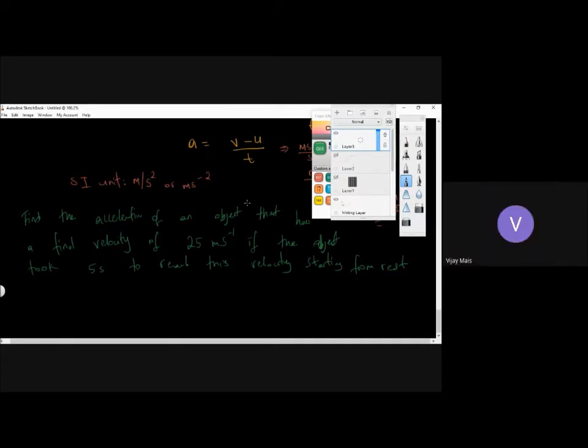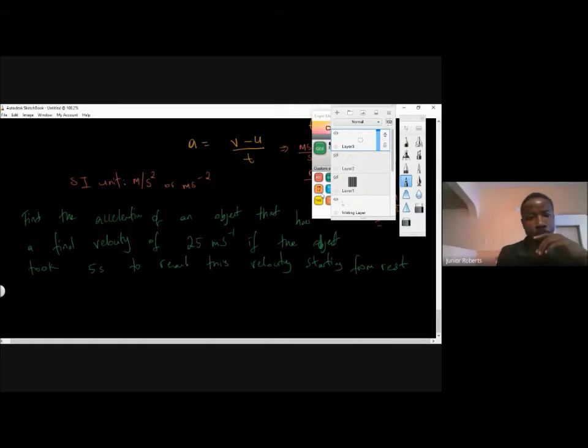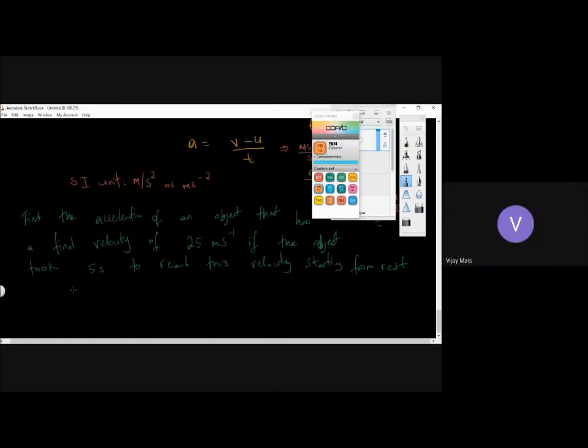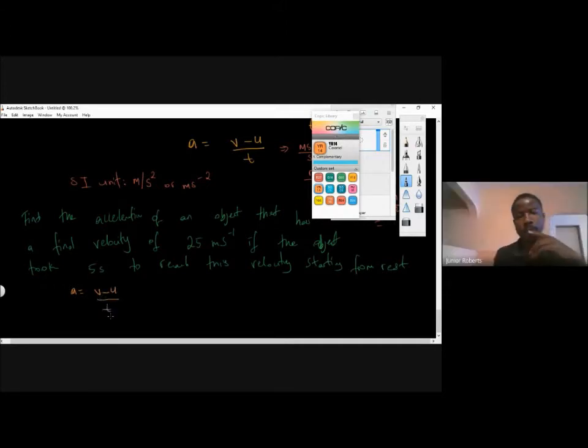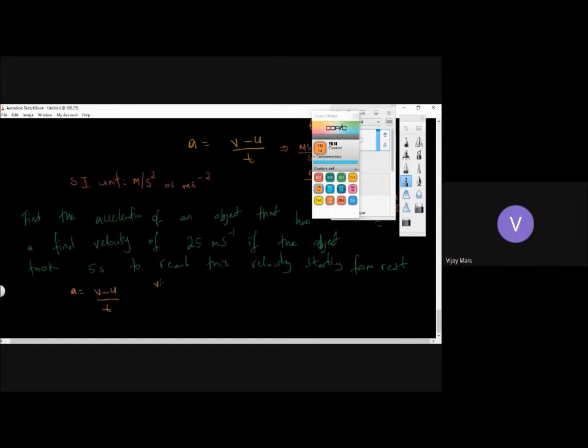You write your formula. What's the formula? A equals v. A, or acceleration, equals final velocity take away initial velocity over time. All right. So what's our final velocity first of all? 25 meters per second.